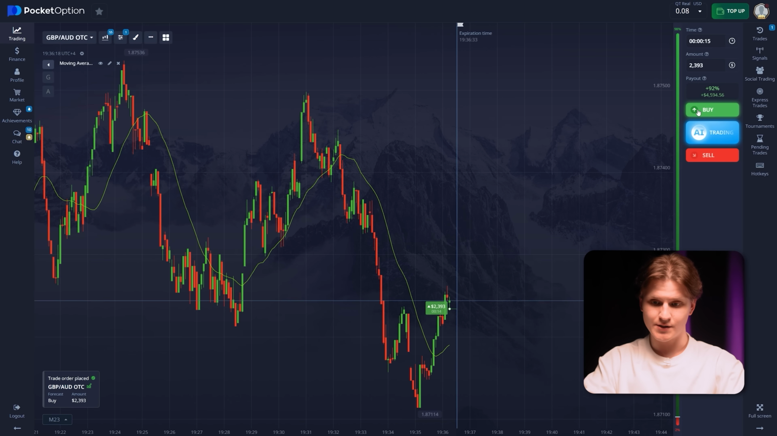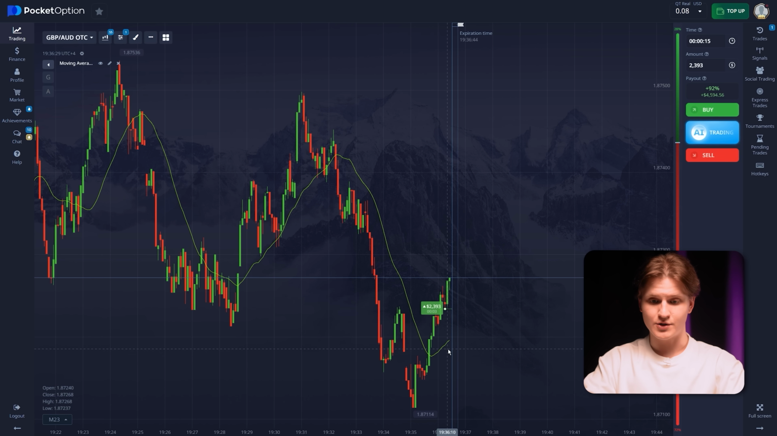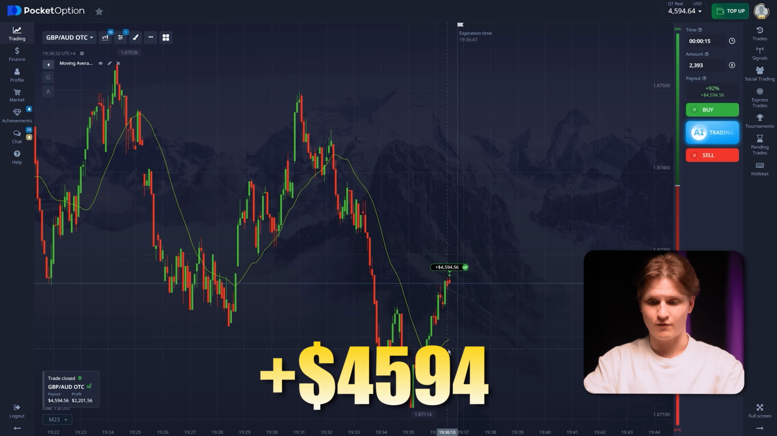In this situation, we see the beginning of an upward movement. We saw a reversal of the moving average right here. I open a position up and wait for the end of a trade.